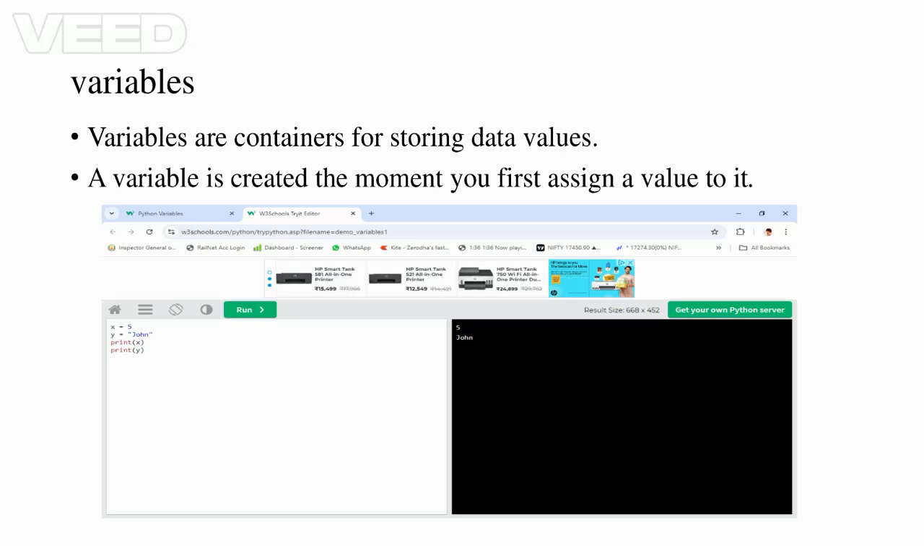Now we are going to know about variables. Variables are containers for storing data values. A variable is created the moment you first assign a value to it. This is an example of a variable.